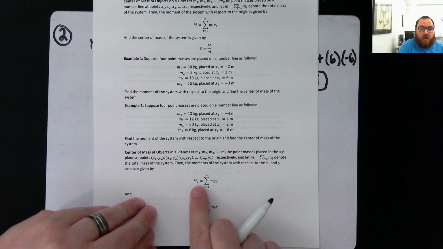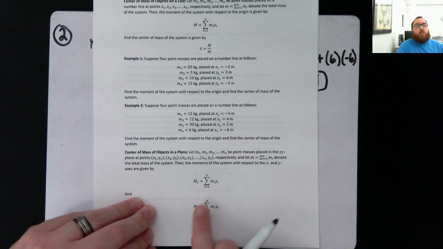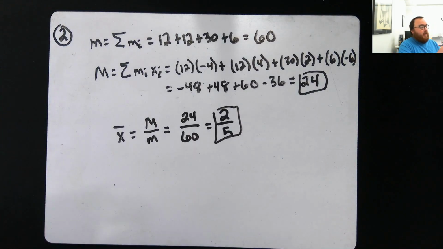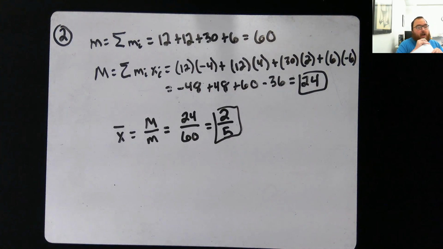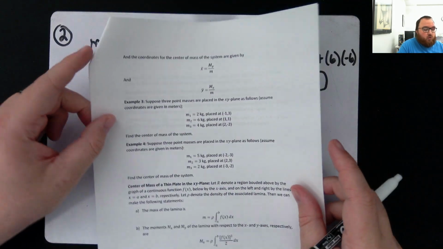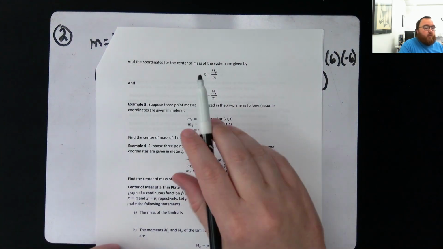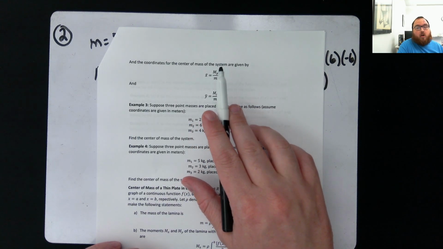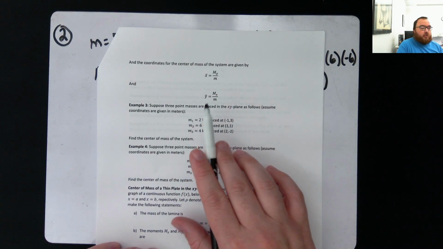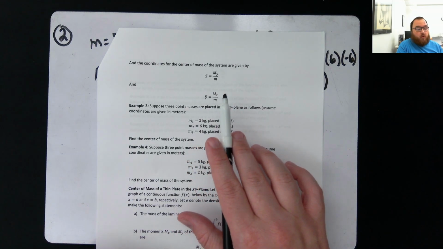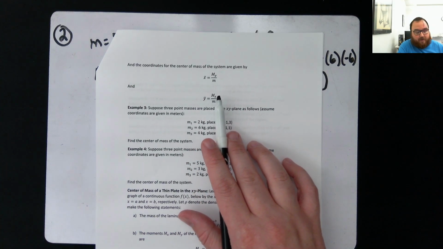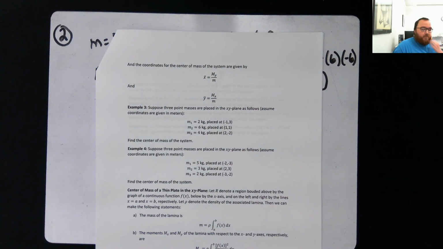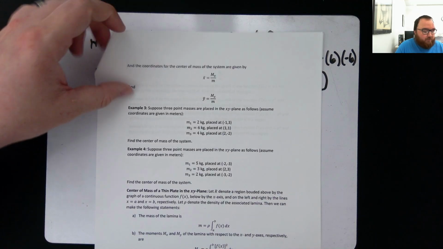So the moment for X uses Y, the moment for Y is going to use X. So the center of mass there, again, since these are at a point, the center is going to also be a point. For the X part, do the moment about Y over my mass. For the center for the Y, do the moment for X divided by my mass. So let's do some examples there.